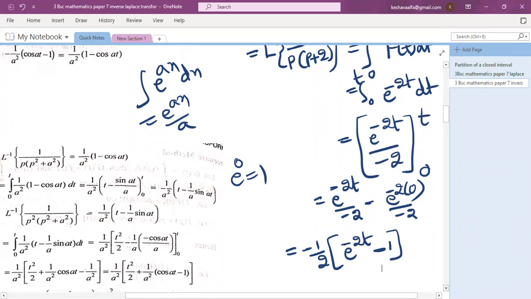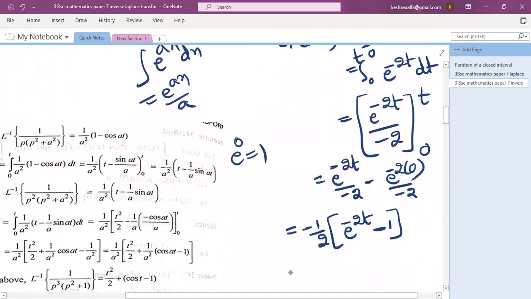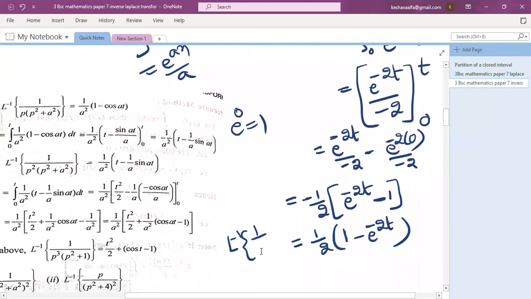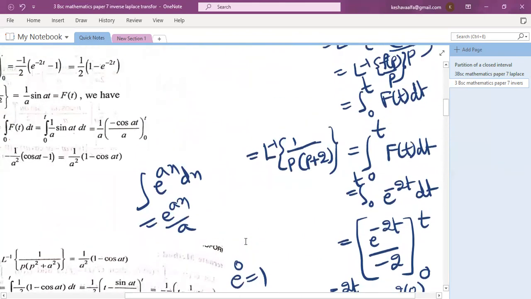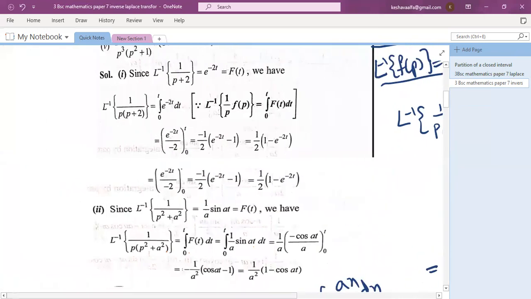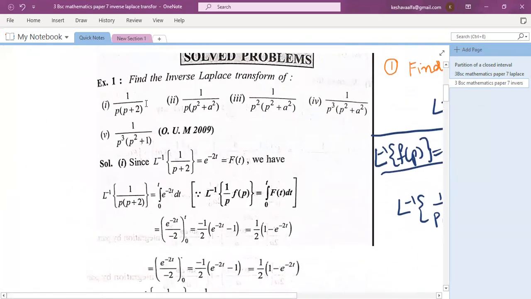Therefore, if we take the minus inside, that is equal to 1 by 2 of 1 minus e power minus 2t. So this is L inverse of 1 by p into p plus 2. Look at this problem: what is the inverse Laplace transform of 1 by p into p plus 2.